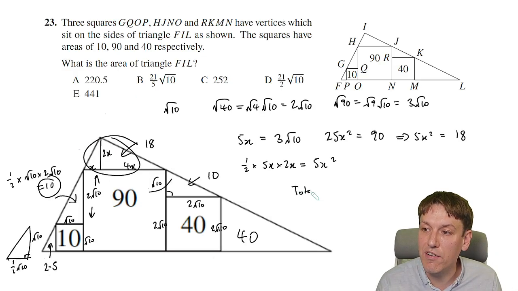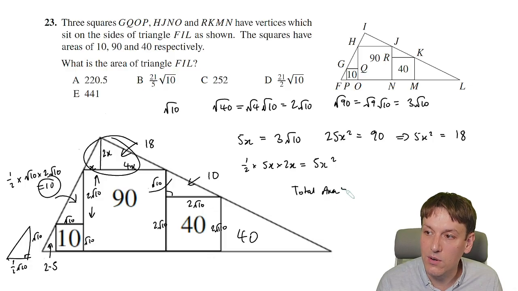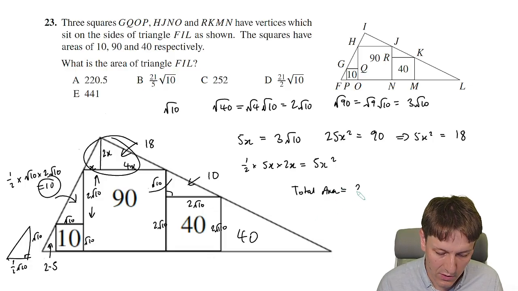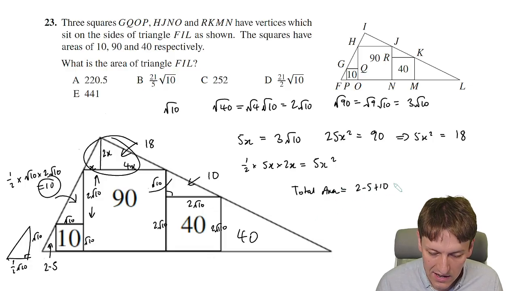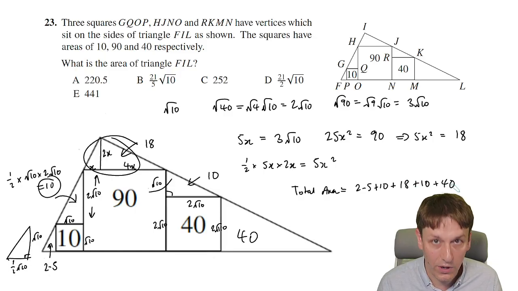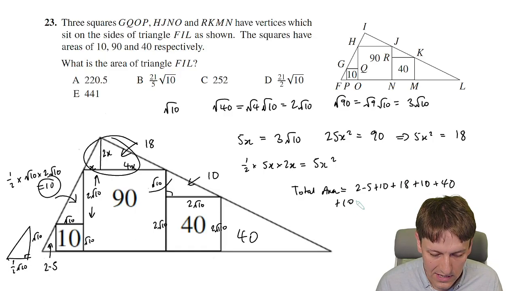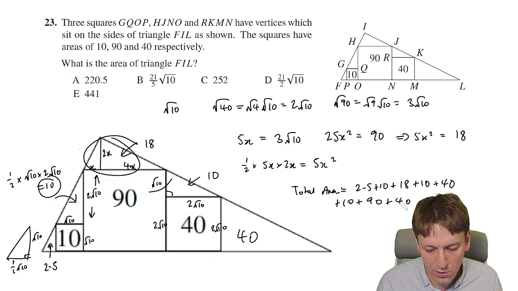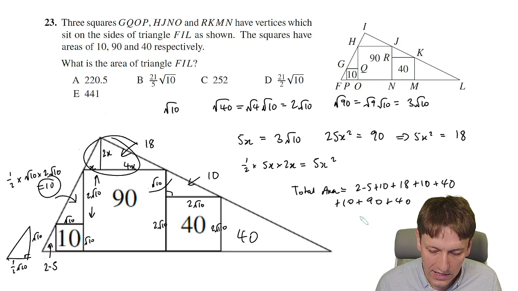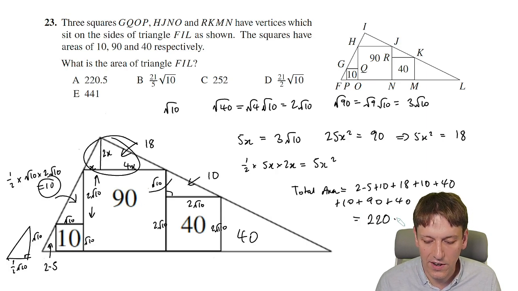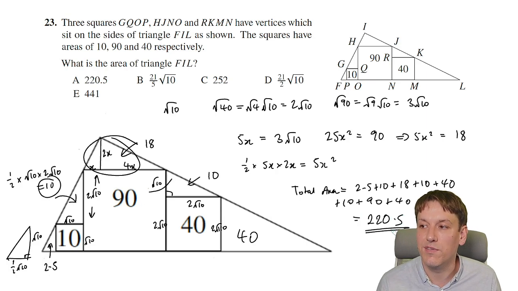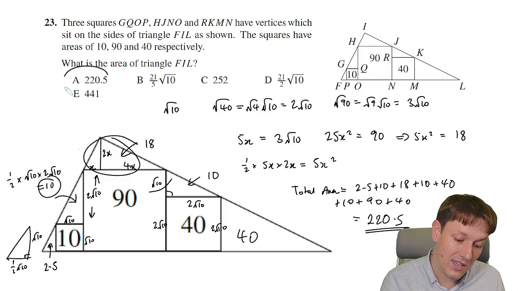So the total area here, all I've got to do now is add all of these together. I've got 2.5 plus 10 plus 18 plus 10 plus 40 for all of the ones that I've worked out there, and then I've got plus 10 plus 90 plus 40 for the squares that were already there. I think I've got everything I need, and if you add all of those together you will find you get 220.5, and so the answer to this question is A.